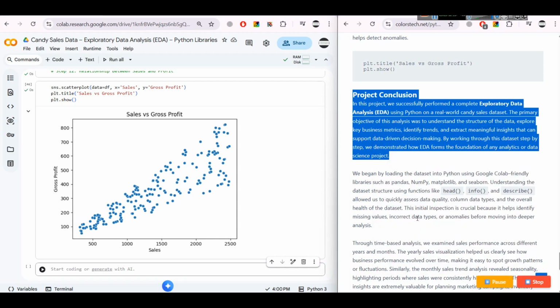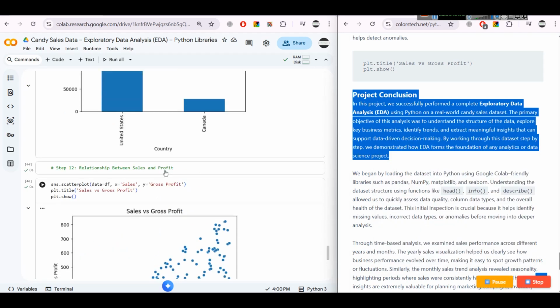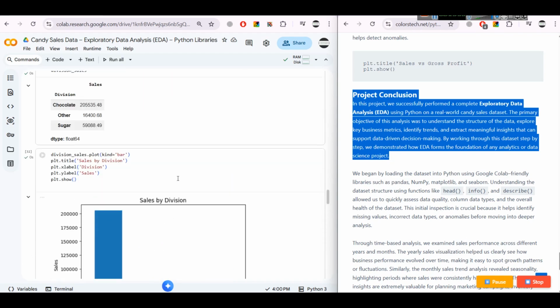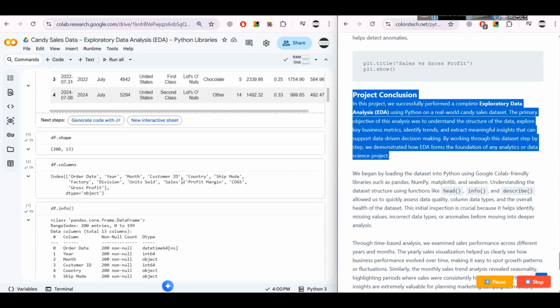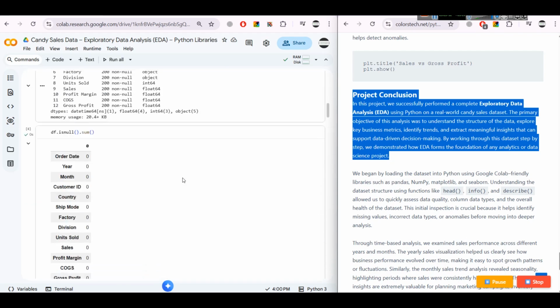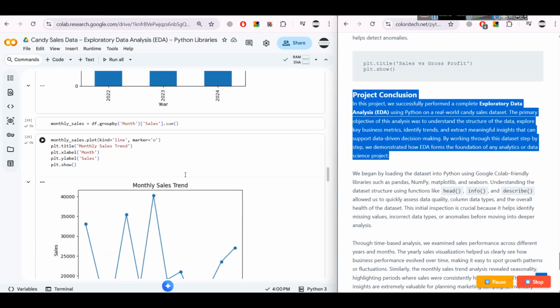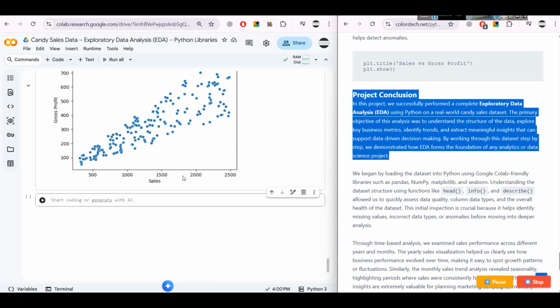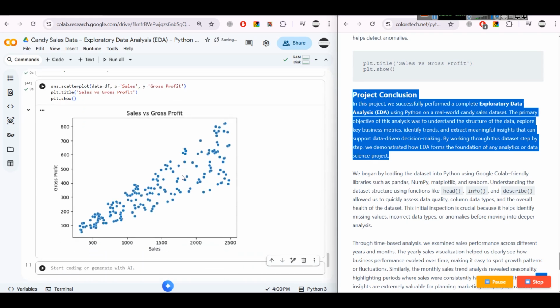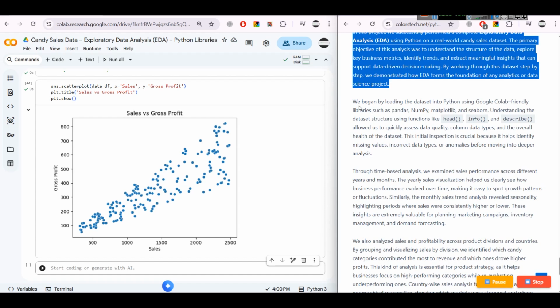Project conclusion. In this project, we successfully performed a complete exploratory data analysis, EDA, using Python on a real-world candy sales dataset. The primary objective of this analysis was to understand the structure of the data, explore key business metrics, identify trends, and extract meaningful insights that can support data-driven decision-making. By working through this dataset step by step, we demonstrated how EDA forms the foundation of any analytics or data science project.